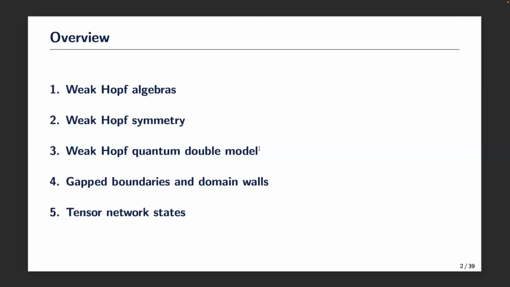First, I will introduce the basic algebraic object in this talk, and then I will talk about the weak Hopf symmetry, which generalizes some of the Hopf symmetry. As an example, I will introduce the weak Hopf quantum double model, and then we establish the gap, boundary and domain wall theorems of this model. Finally, we can use the tensor network state to give explicitly a ground state of this model.